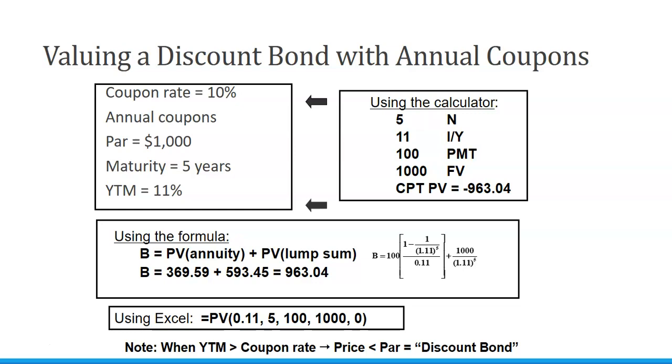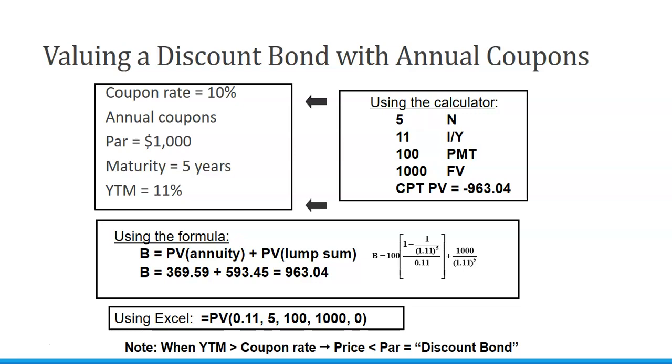When our yield to maturity is higher than the coupon rate, it's called a discount bond. That's when the price is lower than par. If the yield to maturity is less than the coupon rate, then it is a premium bond, as we're going to see on the next slide.